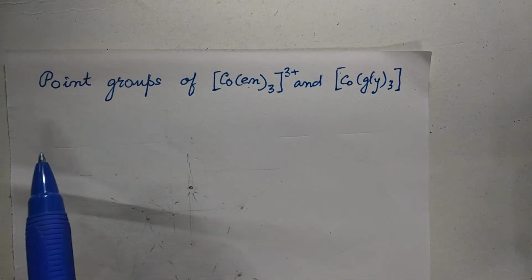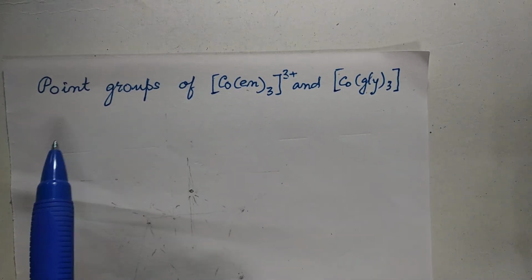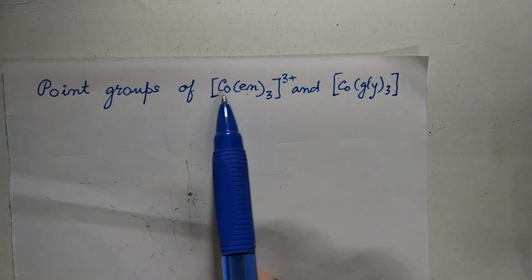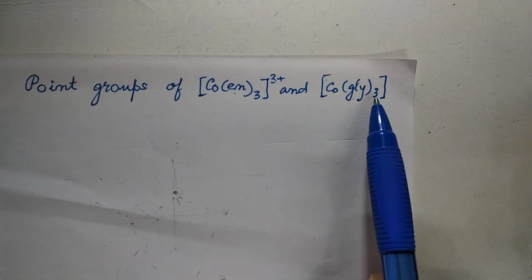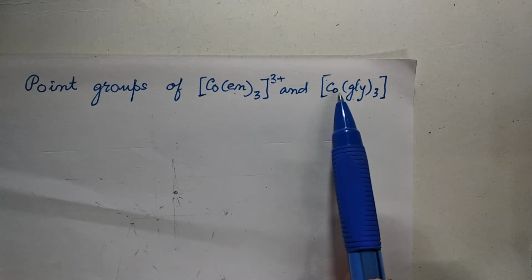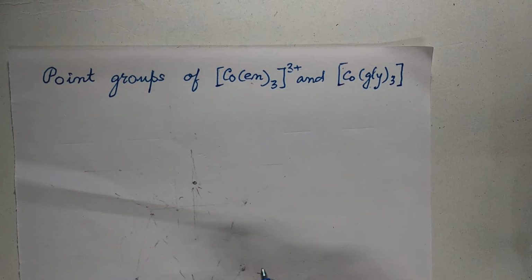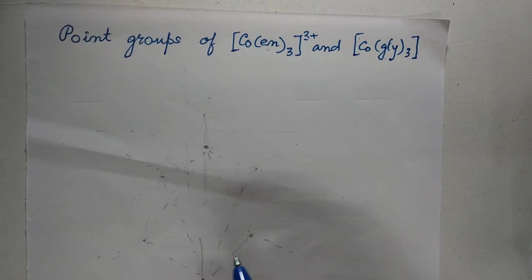In this video, I am going to explain the point groups of tris-ethylenediamine cobalt-3 ion and tris-glycinato cobalt-3 molecule. Both of these have an octahedral structure.